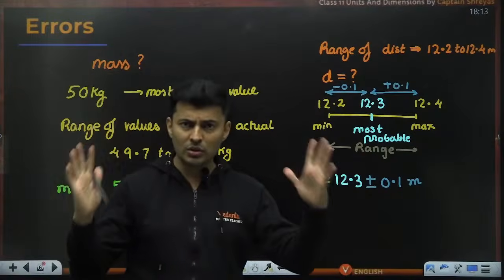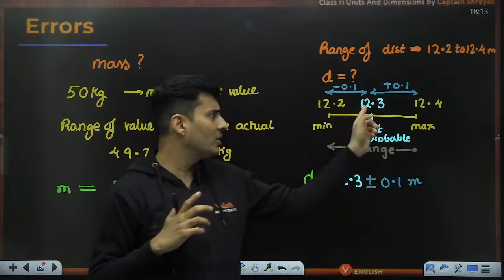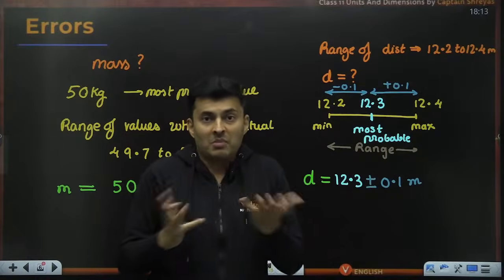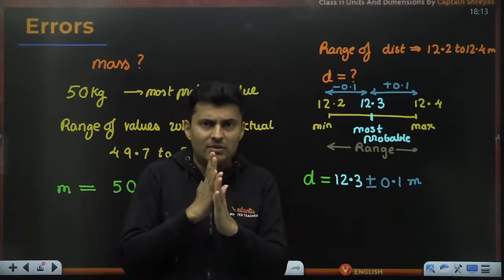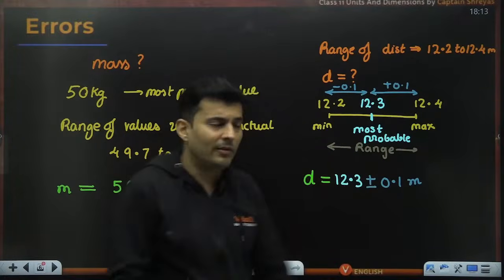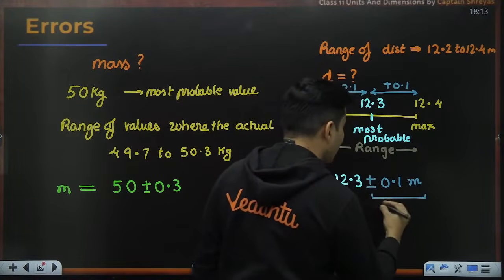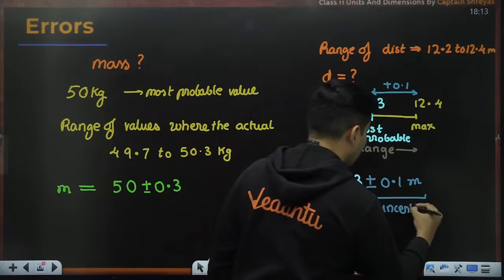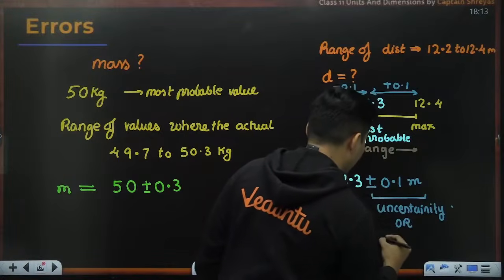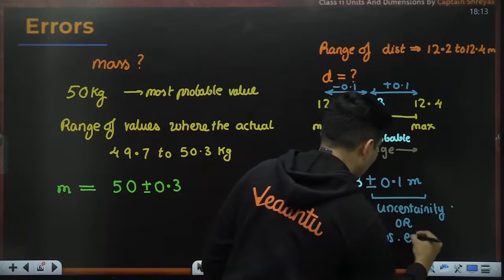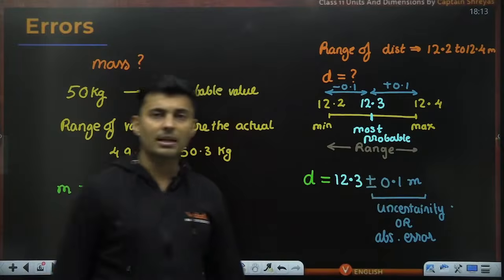Understood? So when you know that the final answer will lie between this and this, you take the midpoint, the average value, which you can call the most likely value, but you cannot be sure. That is why the word probable has been used. So that average value plus or minus some uncertainty will be there. This particular part which you are seeing is called the uncertainty in the measurement, or you can also call it the absolute error in that measurement.